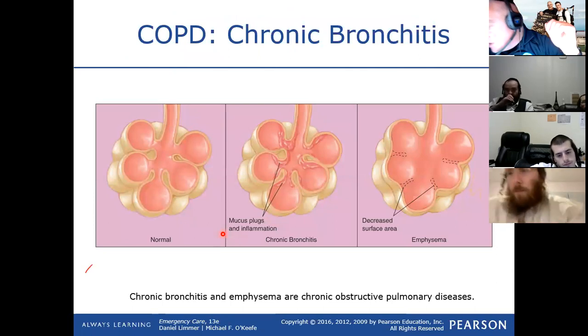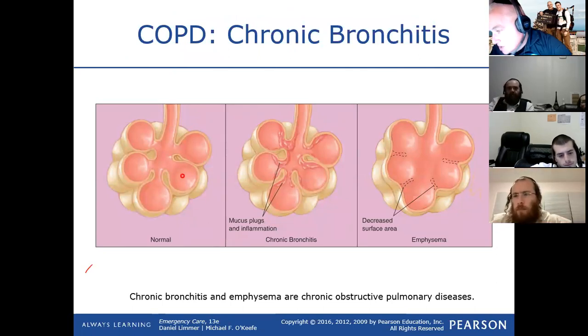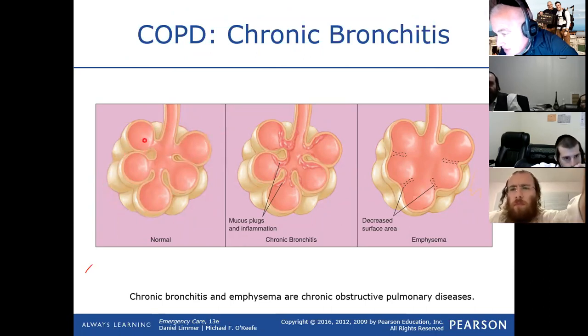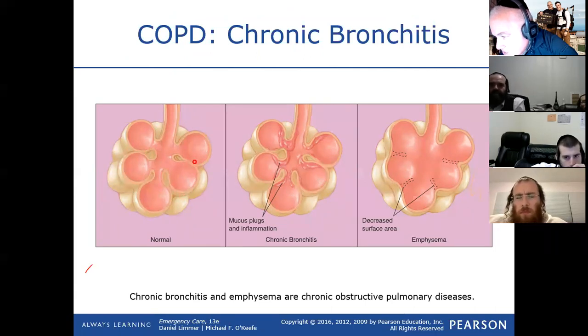So this is showing you the two conditions, right? This is a normal alveoli. It looks like one big sac, except that inside that one big sac, there are multiple rooms, and these walls are where the gas exchange takes place. So the more walls there are, the more gas exchange takes place. In chronic bronchitis, because of the excess mucus, it's clogging up the entrances, not only to the alveoli, but actually to all the bronchioles, and doesn't let air get down there.